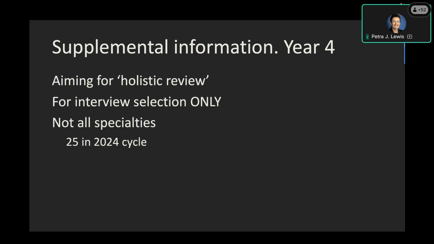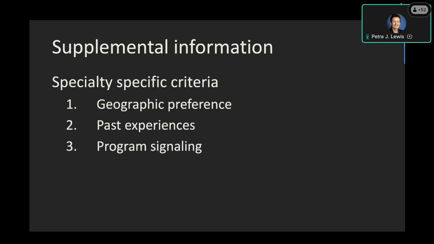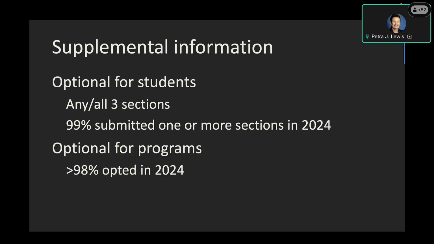Now, that's what program directors are told. There's no way of telling if they ever use it. I know that my program directors here don't use it, but I can't tell you every program director in the country, so I'm just saying what they're told. Not all specialties use it. In the 2024 cycle, it was 25. There are three specialty-specific criteria: geographic preferences, past experiences, and program signaling. And we're going through each of those.